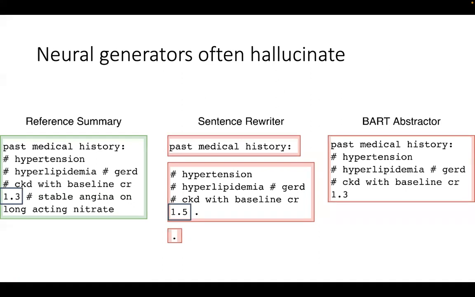The next thing that we can see is the value 1.3, which is actually in the reference summary. The model often would hallucinate, meaning it will try to generate numbers which are not accurate. And you see that the sentence rewriter actually hallucinates and writes it as 1.5 instead of 1.3.